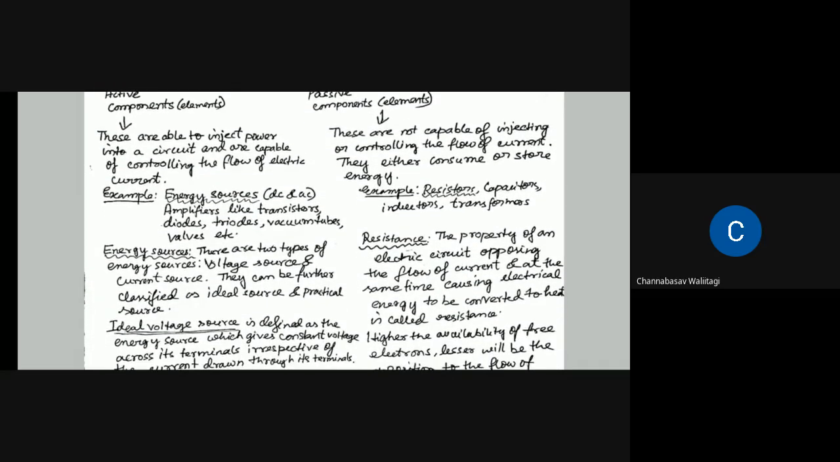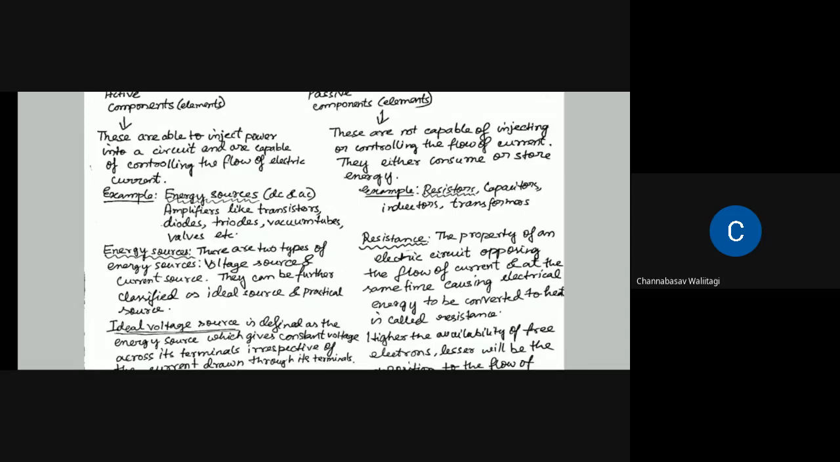And the passive elements are those which consume that energy, consume that power, means dissipate that power, or store or absorb that power. So examples of active components are energy sources, like in DC it was a battery or a cell. For AC it is transistors, diodes, triacs, vacuum tubes, valves, many other things which are the energy sources. These are examples which give us the supply of power. Those are called the active elements. And the passive elements, for example, resistors, capacitors, inductors, transformers also.